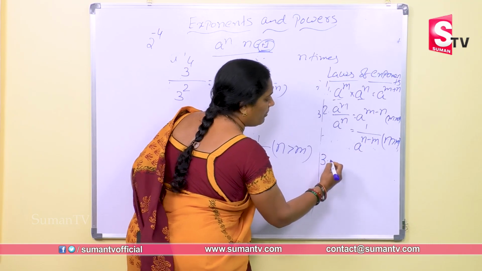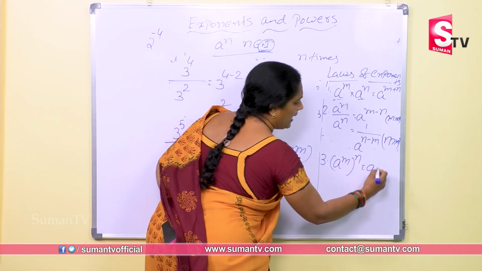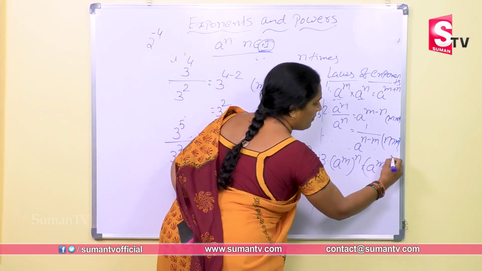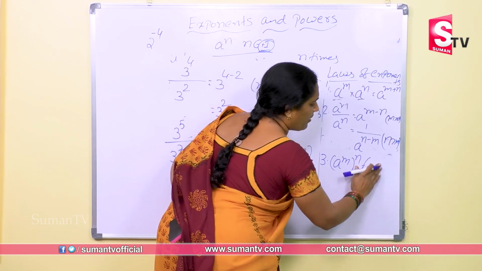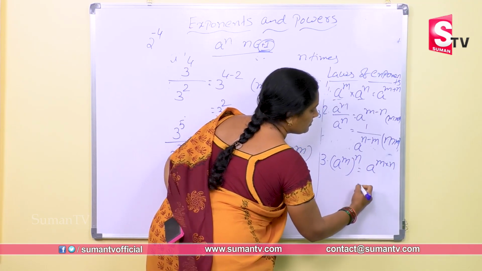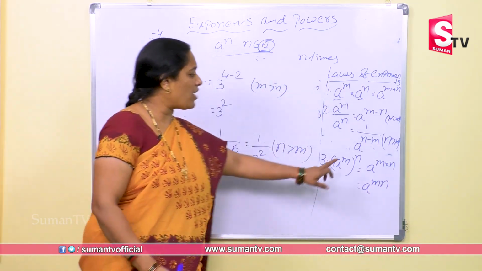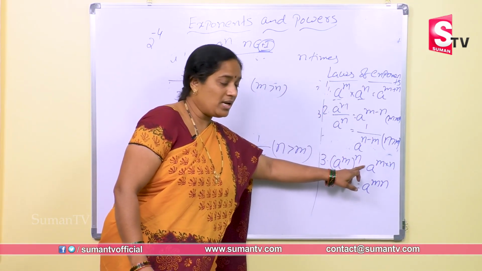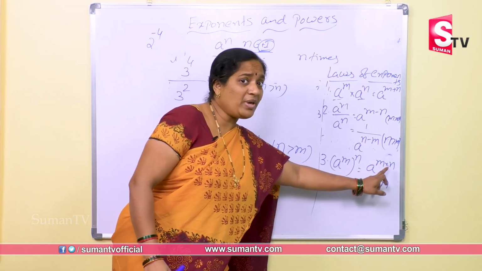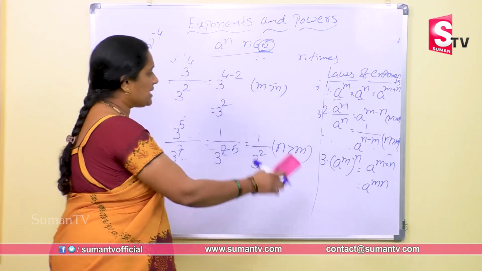Now, the third formula: a to the power of m whole to the power of n is a to the power of m into n, nothing but a to the power of mn. A to the power of m whole to the power of n, a to the power of m into n, nothing but a power mn. Right? This is the third formula.